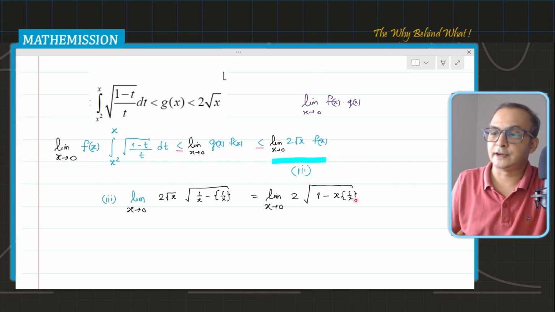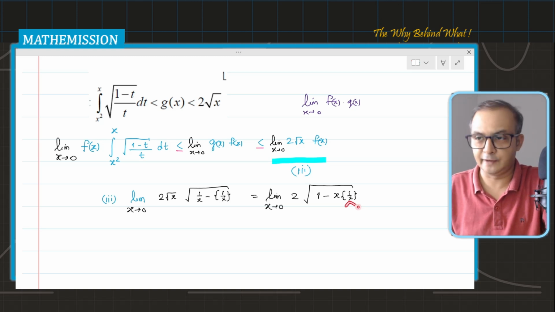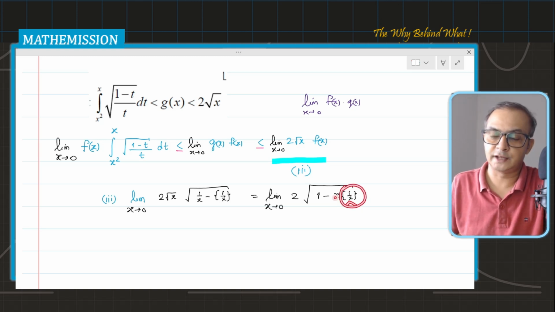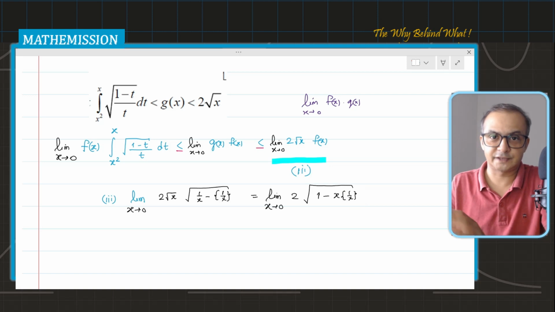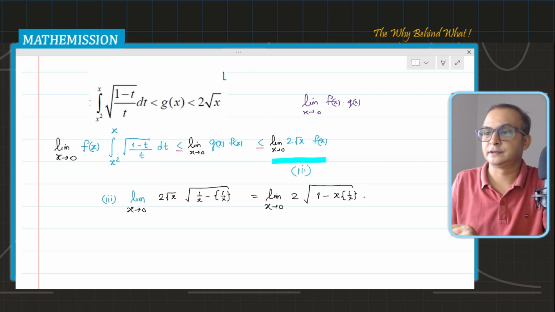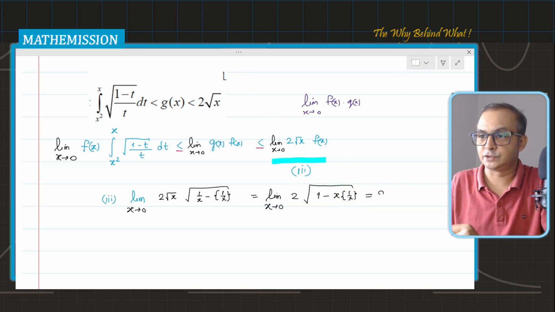Now you notice that the fraction part of 1 by x, whatever the x value I have, always lies between 0 and 1. It's a fixed constant between 0 and 1, and this x is approaching towards 0. It means this whole thing will approach towards 0, and so I'm getting the limit of this entire function of the third part is 2.